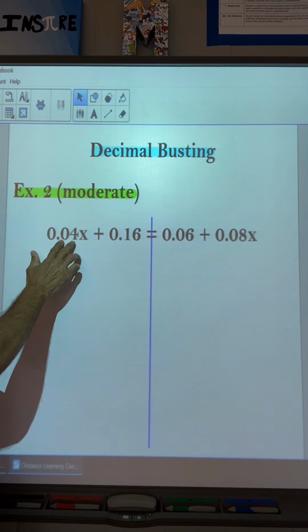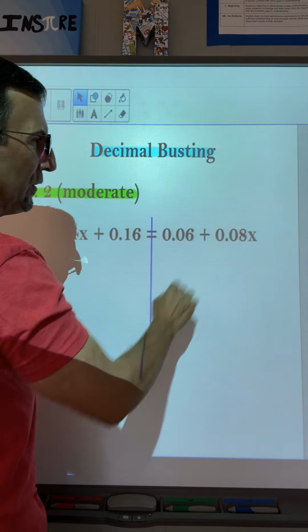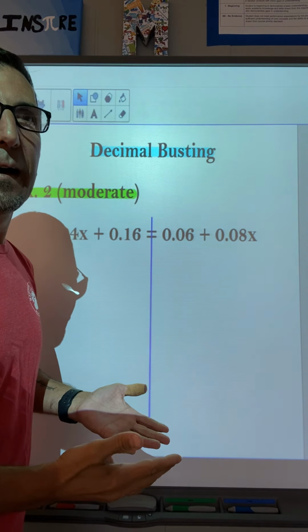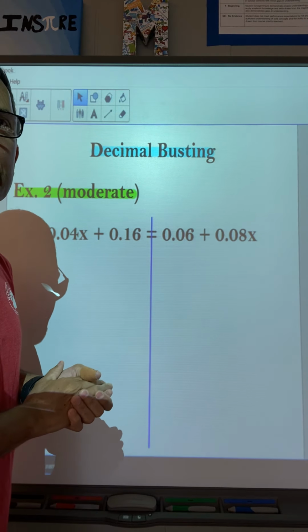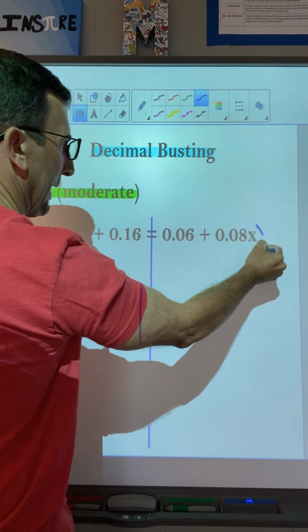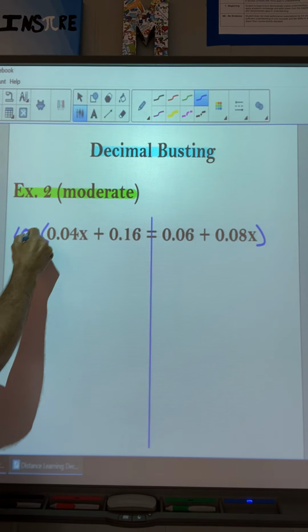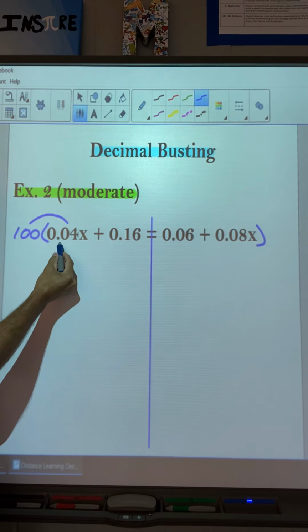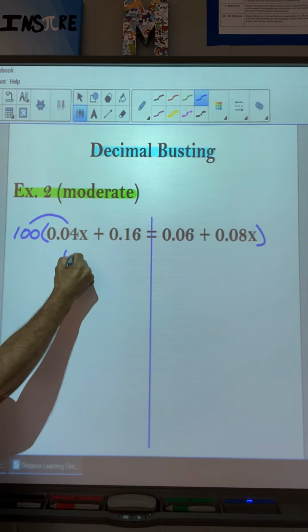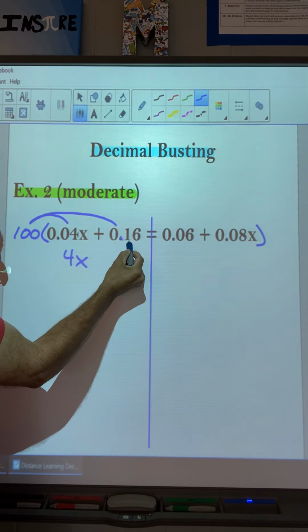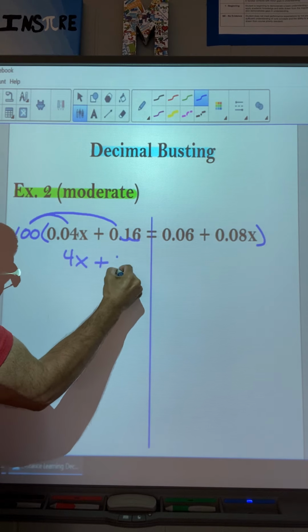Okay, so I have 2 decimal places, 2, 2, and 2. So what does that tell us we got to multiply by? Thank you, Elodie. Yes, we got to multiply by 100. So we're going to put parentheses around here, and we're going to multiply everything times 100. So here we go. 100 times this, move it over once, twice, that's 4x. 100 times that, move it over once, twice, that's 16.